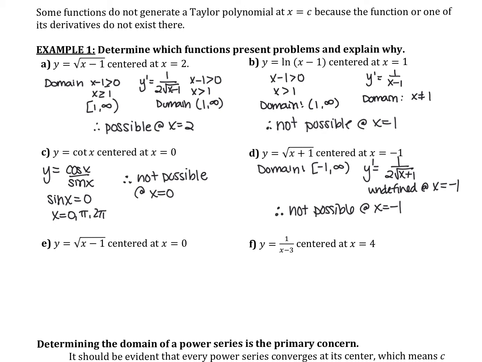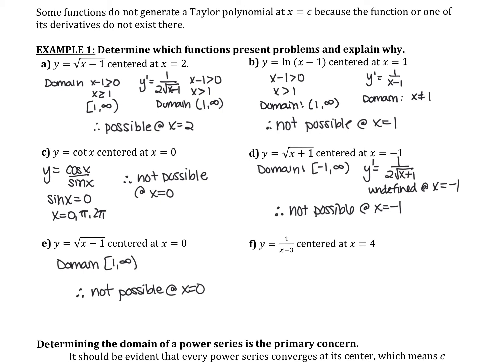Looking at E, again, my domain here is from +1 to infinity. It's centered at 0. I don't even need to worry about it. Taking the derivative, it's not possible with the original function. And therefore, I don't have to worry about that one. So I could not turn that into a power series.